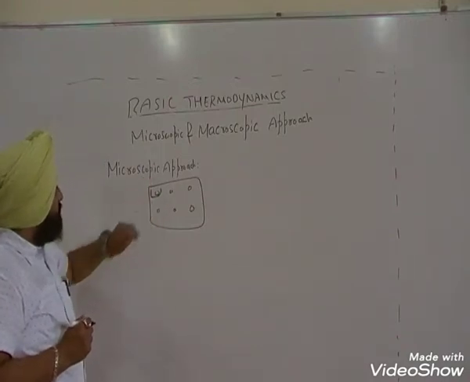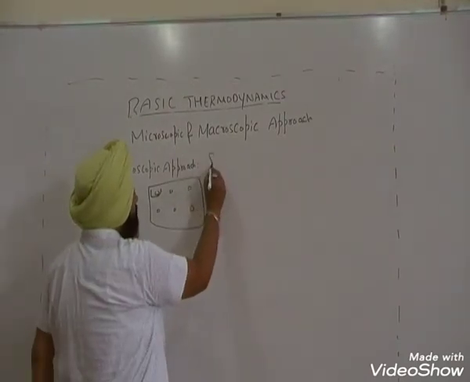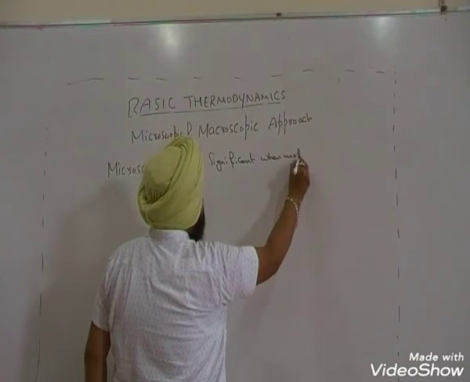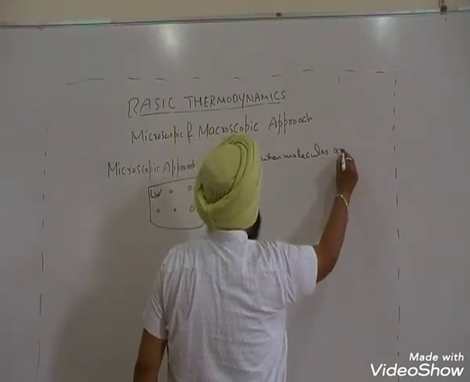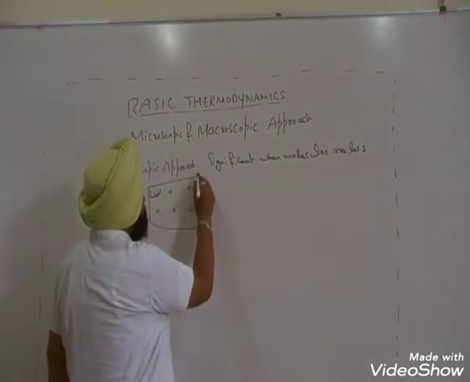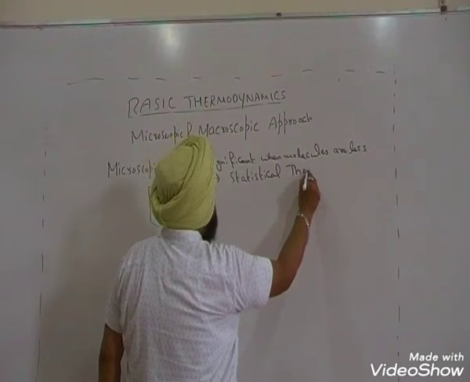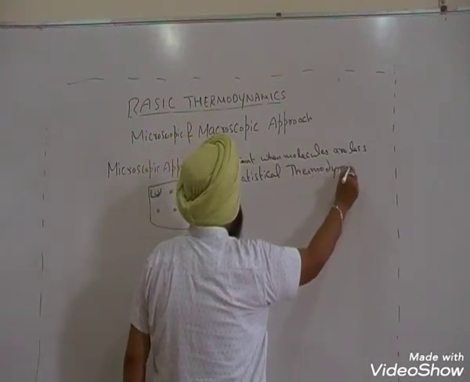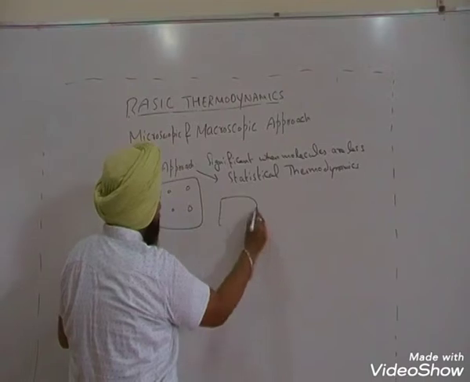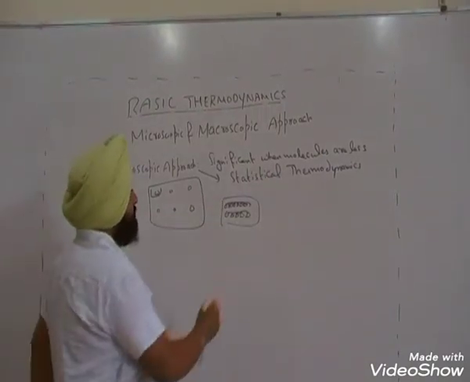And this microscopic approach is significant if the molecules are very few and density is low. So this microscopic approach is significant when molecules are less. Microscopic approach is also known as statistical thermodynamics. If these molecules are very close to each other, very interrelated to each other, the microscopic approach is not possible in this case.